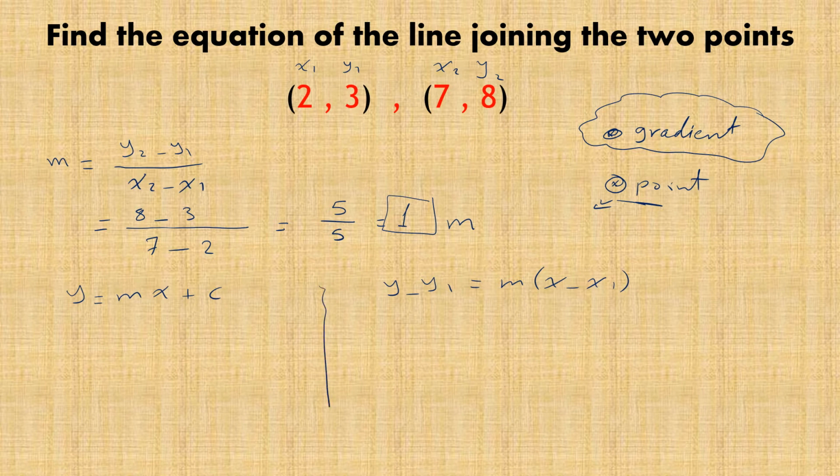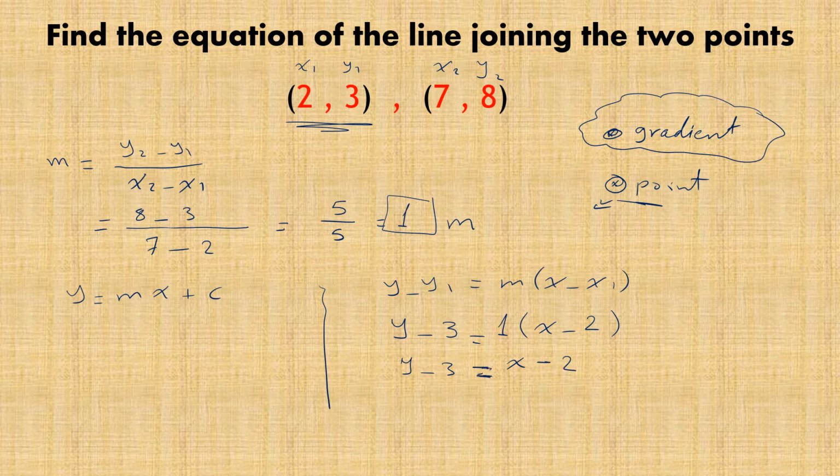Here I'll use the second form, and I choose the first point. You can choose the second point, it will be correct and we'll get the same answer. Here I'll use the first one. So y minus y1, which is 3, equals m, as we got now, equals 1, multiplied by (x minus x1), which is 2. Expand and simplify. y minus 3 equals 1 multiplied by x, which is x, and 1 multiplied by -2, which is -2.